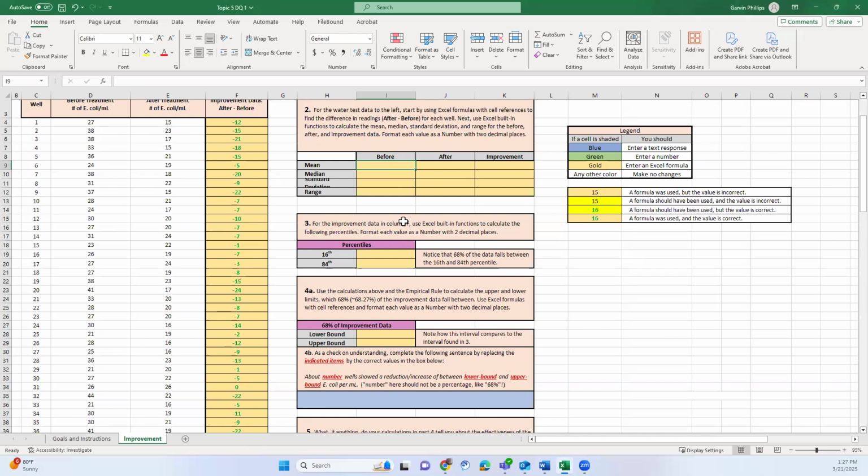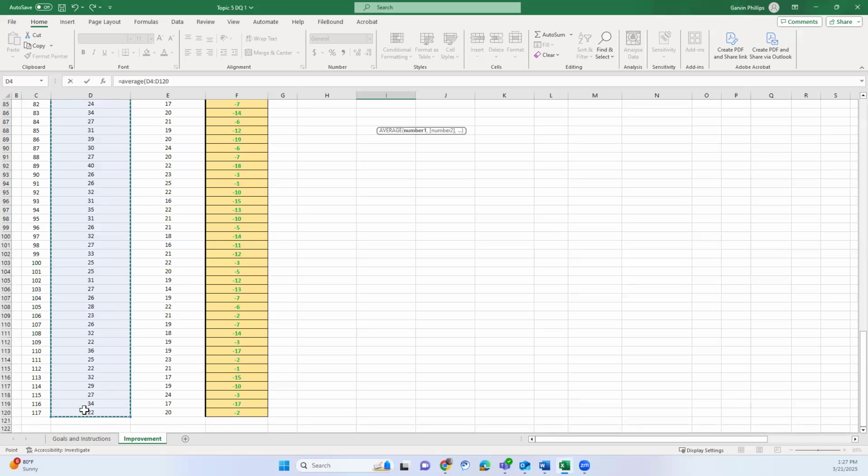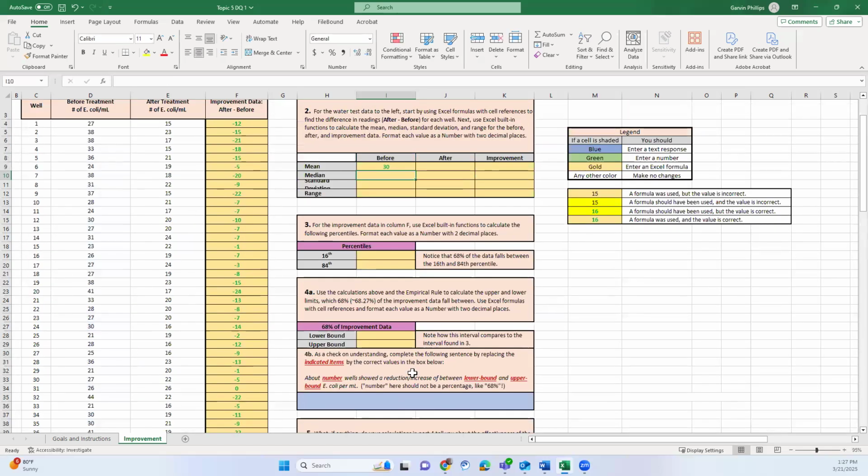So that is an average. So equals average. And this is for my before data. So that means it's from here all the way down. There we go. Close my parenthesis, hit enter. Okay. So my mean before was 30 E. coli per milliliter. My median is the middle.